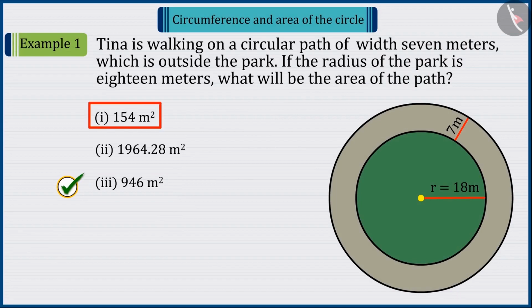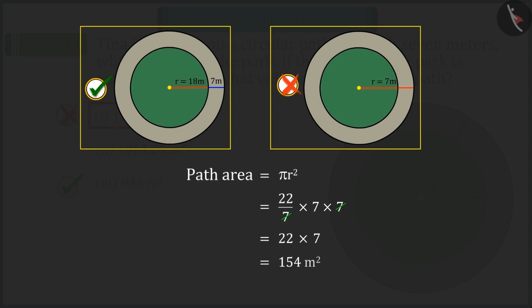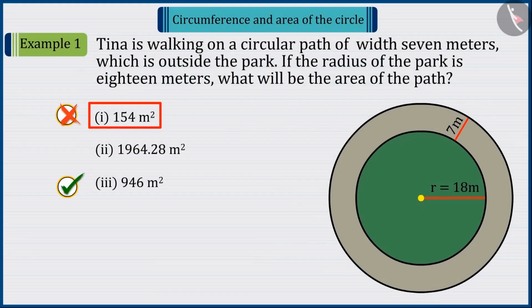If you have selected option 1, it was a good try. But it was the wrong answer. Because when you have to find the area of the path, then you consider the width of the path as the radius itself and solve on the basis of it. Because of that, your answer gets wrong.